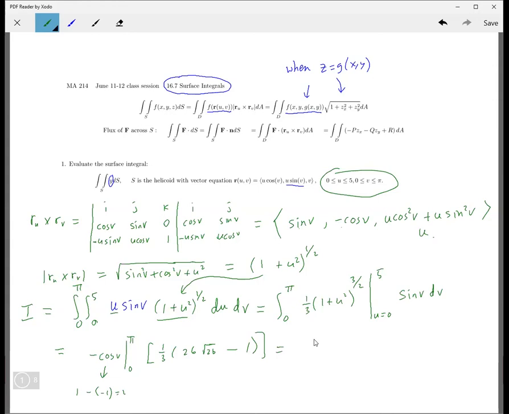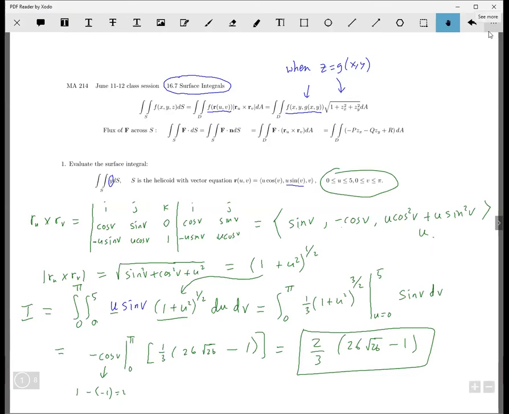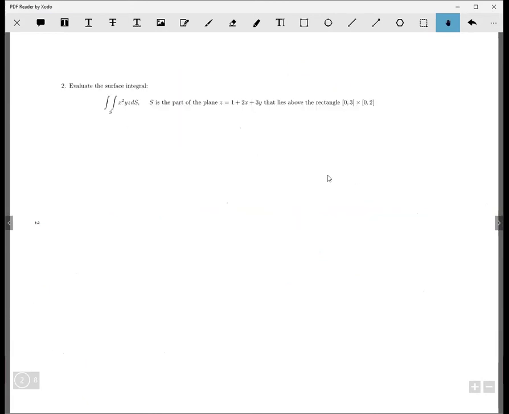Okay, so 2/3 times 26 root 26 minus 1. Okay, so go ahead and try that one. Okay, so that's another one.